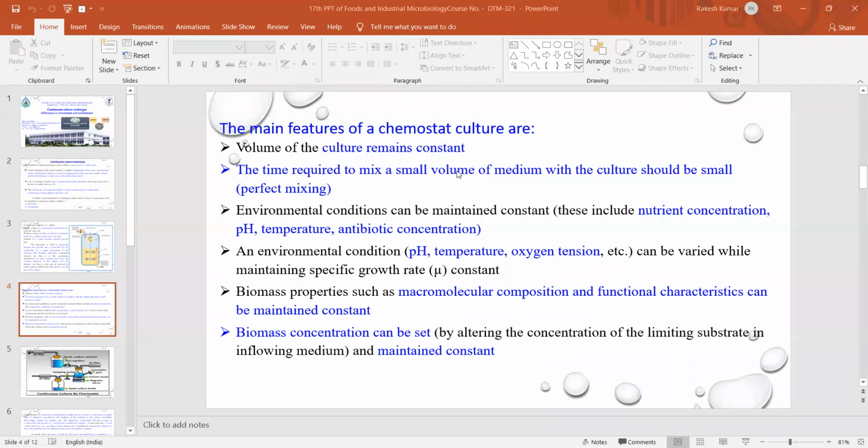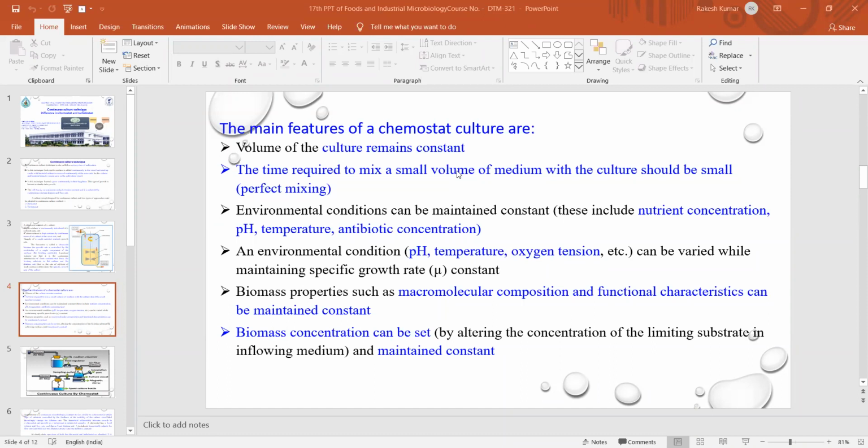They are the nutrient concentration, pH, temperature, and antibiotic concentration inside the chamber. So automatically, by using different kinds of sensors, you can have an idea about all these parameters, and just by adjusting the knob given on the instrument, you can maintain a particular level of nutrient, a particular level of pH and temperature, as well as the antibiotic concentration.